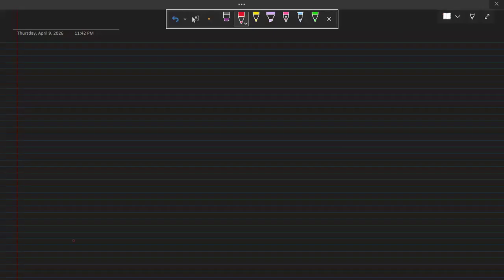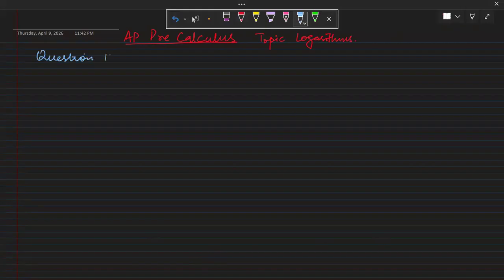So the question number 10 says, solve the following equations. Pre-calculus. Now we have this question here, question number 10. It's about solving the following equations.